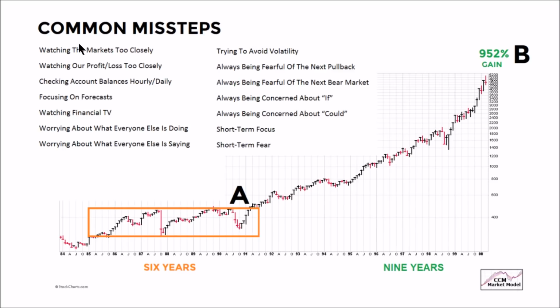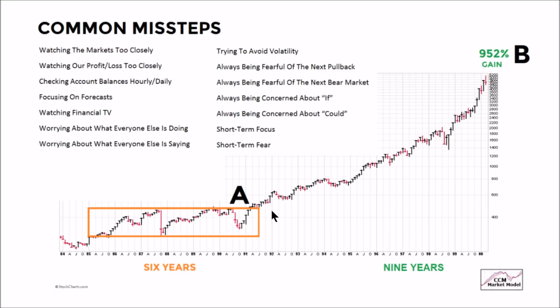Common missteps. If you want to make mistakes, worry about what everybody else is doing and worry about what everybody else is saying. We should be worrying about what we're doing, why we're doing it, and why what we're doing is sound from a probability perspective. Other common missteps. Trying to avoid volatility. Volatility is not the enemy.